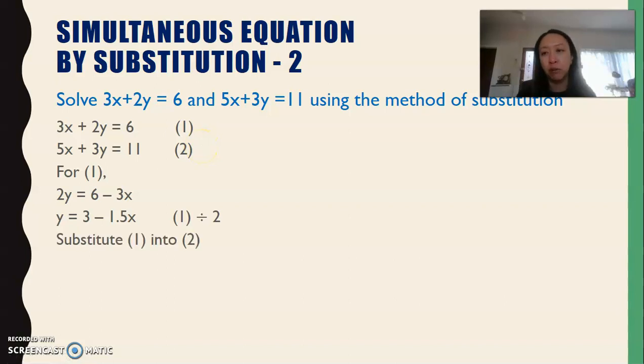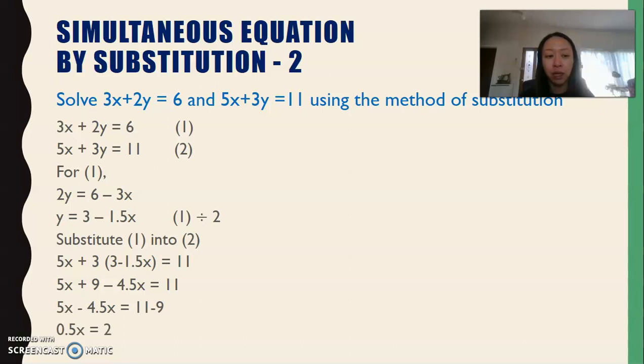So by substituting the first equation into the second equation, we get 5x plus 3y equals 11 here. So 5x plus 3, instead of writing y, I'm putting 3 take 1.5x because that's a similar value, equals 11. So after we have gotten up to here, we just have to distribute the bracket and then collect all the like terms together and solve for the value of x. And once we have found the value of x, to find the value of y will be pretty easy.